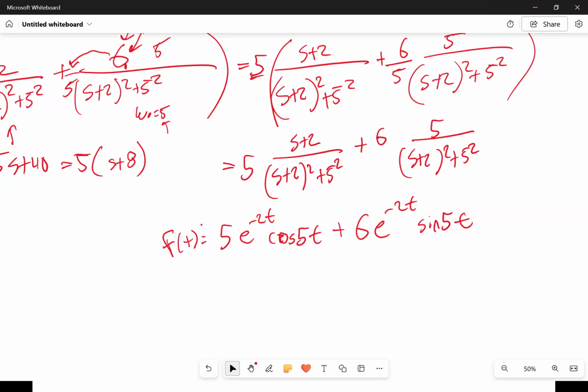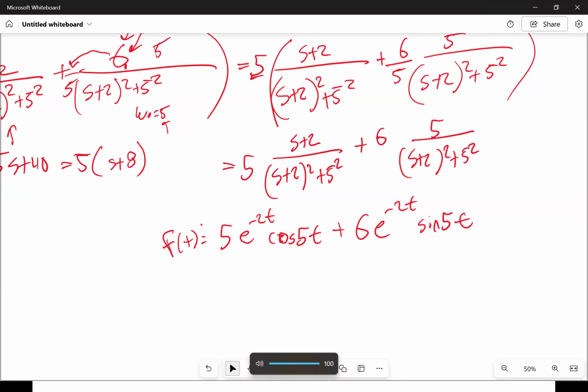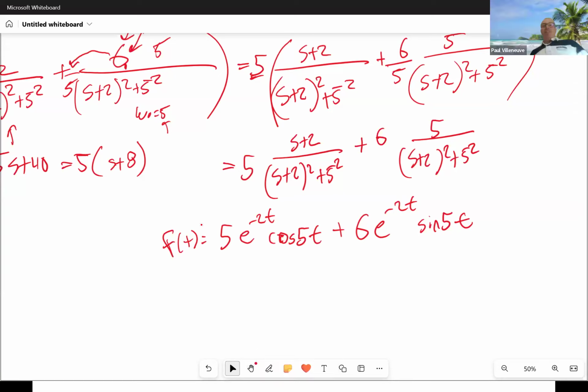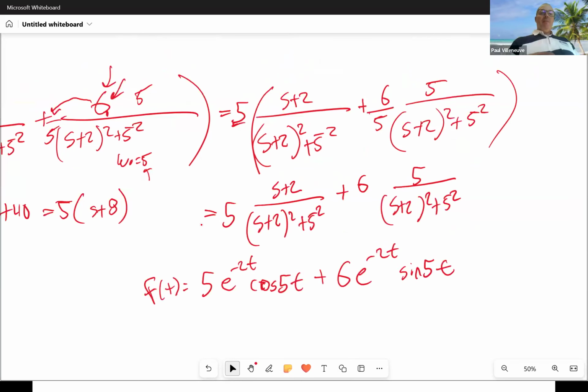Paul? Yes. Should it be 6/5 or just 6? It's 6 because if you look over here, remember when I factored out the 5? I factored it out of both expressions. So I had to multiply, which means I canceled out the 5 that was in the denominator. Okay, cool. So this one I just made it look like the table. No partial fraction expansion.